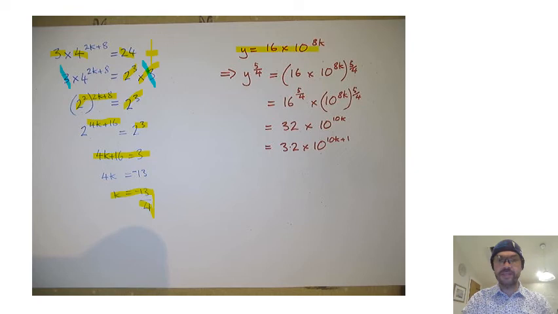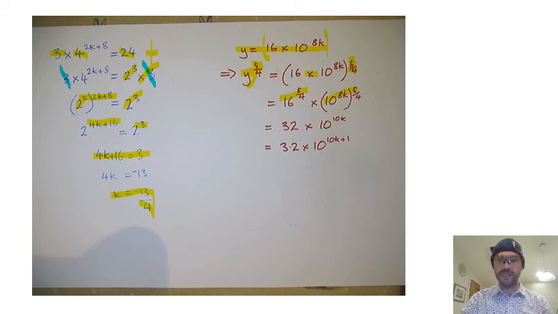Can we write that y to the 5 quarters in standard form in terms of k? What a brilliantly bizarre question. Where on earth are we going to go with that? Well, first of all, y to the 5 quarters is this raised to the power 5 quarters. How on earth do we do that? Because that's a product, I can do each bit separately.